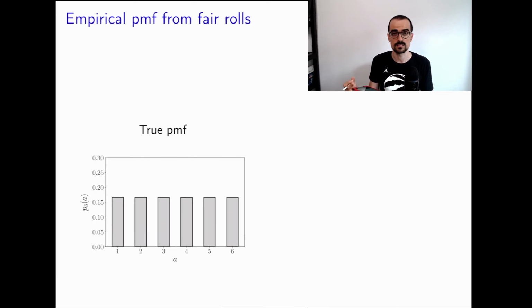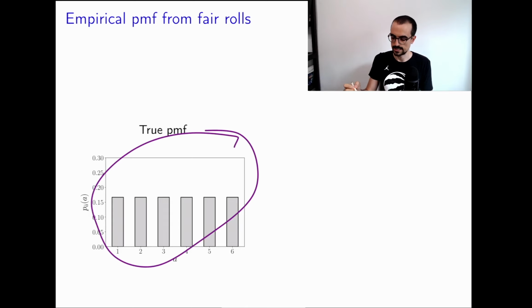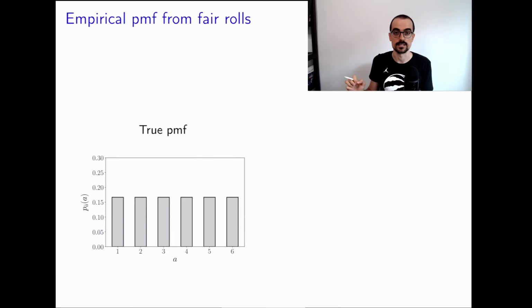To demonstrate this, I did a simulation where I said, okay, imagine the die was perfect. This die is obviously not perfect. We'll come back to that when we're talking about hypothesis testing. But imagine that you have a perfect die. So I took the computer and just simulated it with a true PMF that looks like this. Okay, so all the values are equal to 1 over 6 of the PMF. 1 over 6 of getting a 1, getting a 2, and so on.